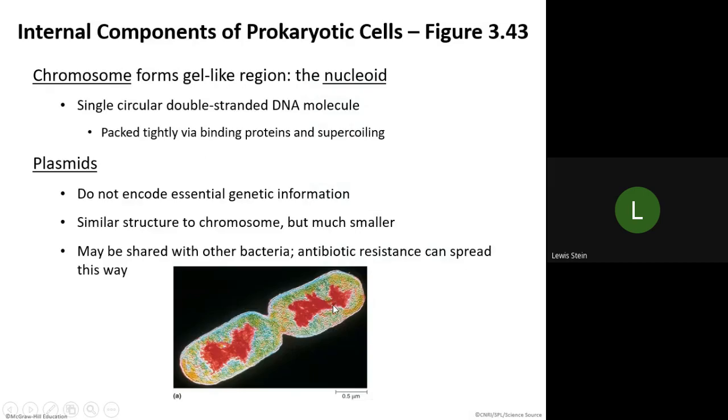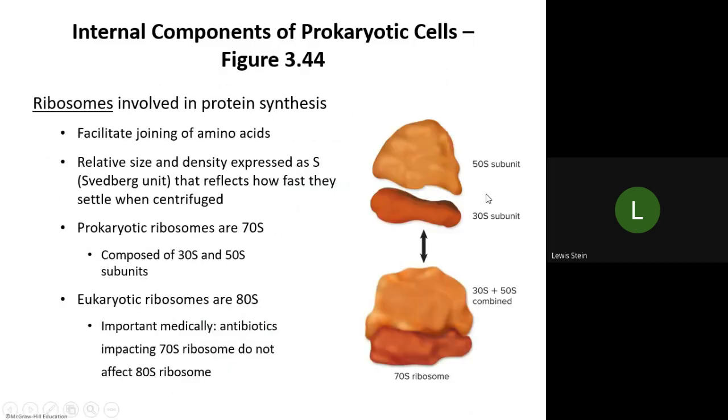Plasmids, for the plasmid movement. Most plasmids are non-essential but useful information, can come and go in a population as needed, typically more than one. 70S versus 80S, so terribly important.